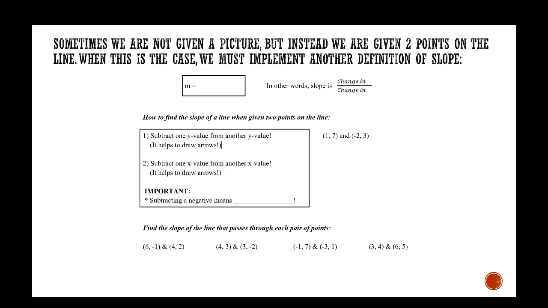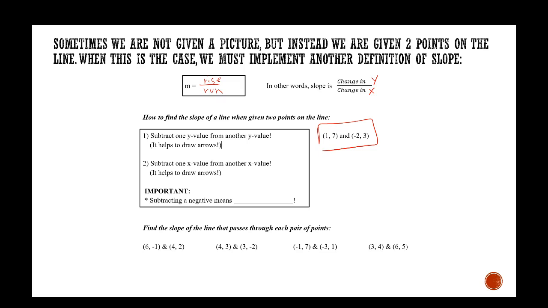Okay, so let's move on to slope when we're given 2 points. We've already talked about this. m equals rise over run, or in other words, your change in y's over change in x's. So that's a duplicate of what we did. Let's take this example here. I want to find the slope between (1, 7) and (-2, 3).